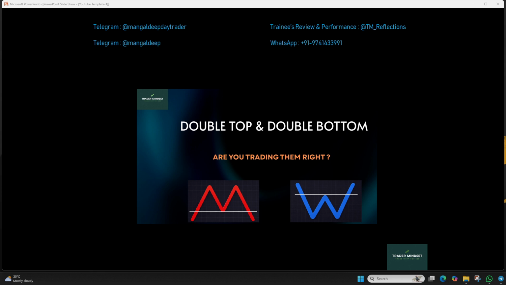But remember, here's the catch, and this is the most important thing you should know. A double top pattern is not confirmed just because the second top is formed. The pattern completes only when price breaks below the neckline. And what is a neckline? The neckline is the lowest point between the two tops. Once price breaks and closes below that neckline, the pattern is considered confirmed, and traders usually look for a sell opportunity.